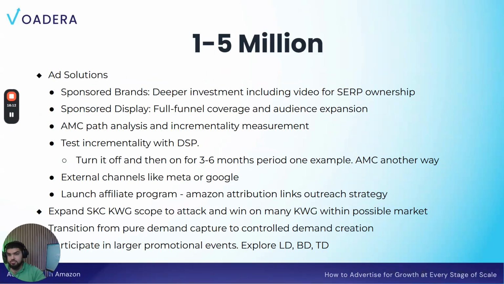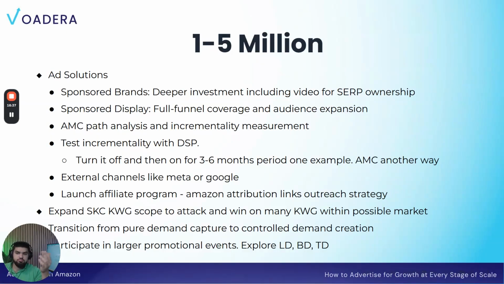Ad solutions, so you're looking at Sponsored Brands. Sponsored Display, now you start, this is a good chance to test DSP before DSP, because Sponsored Display is not DSP, but you can do off-Amazon attribution, see how it's working, get familiar with it. AMC, you start using that, you look at path analysis, you look at the relevant data, but you can also test incrementality with DSP. It's not necessary to use DSP sub 5 million, but it is helpful. Some brands it works really well with.